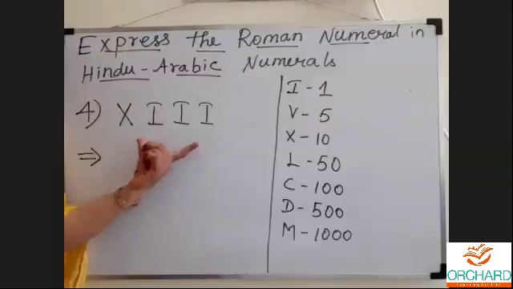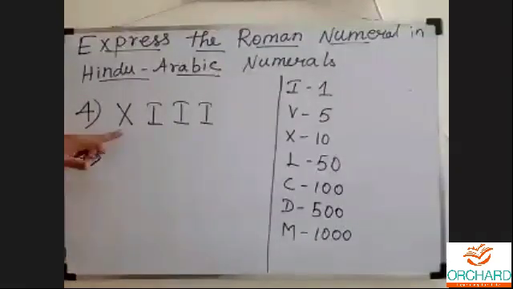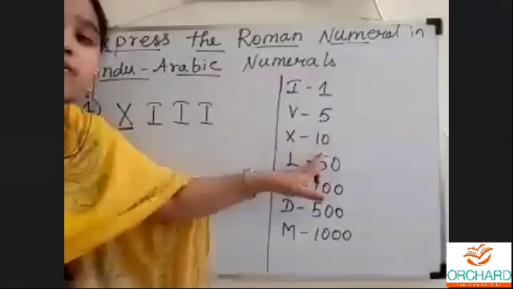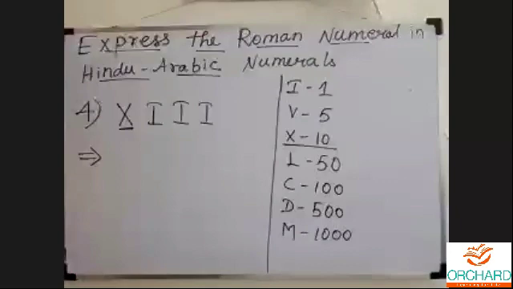Okay. Here it is given in the form of Roman numeral. We have to express it in Hindu-Arabic numeral. How can we express this? What is the first letter given here? X. So the letter X stands for 10. Very good.